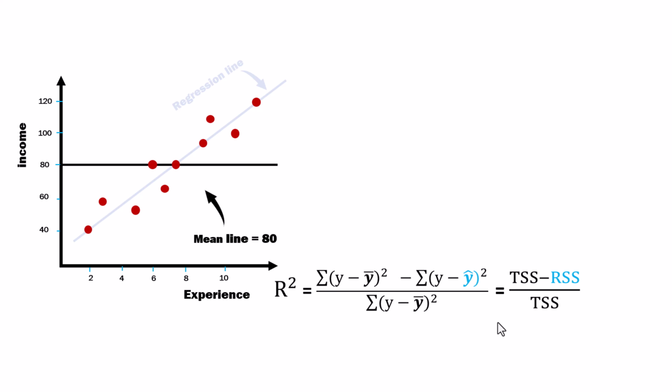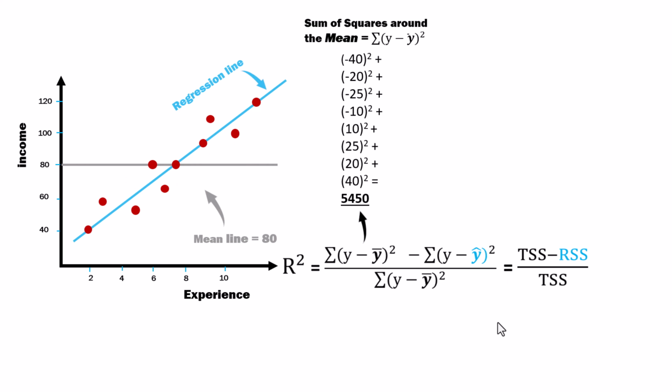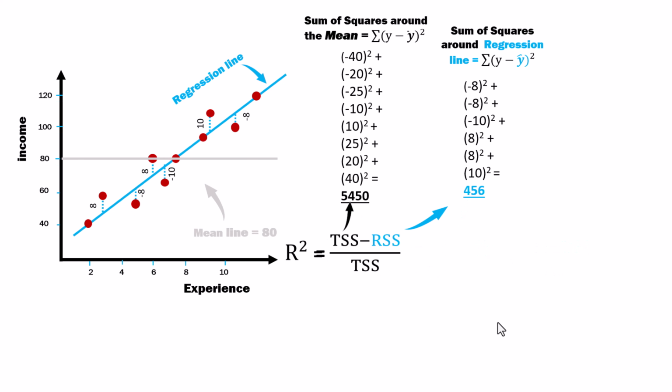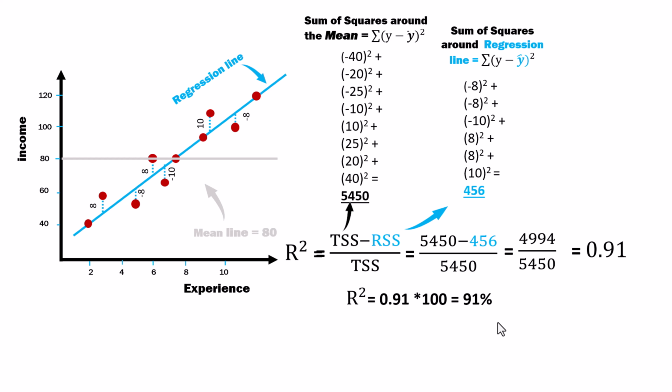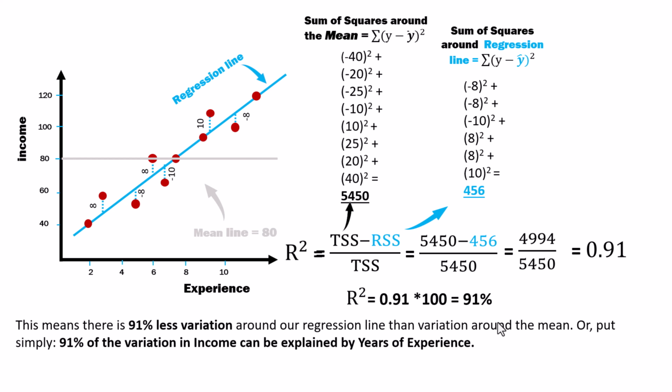In our case, using least squares regression reduced our sum of squares, or in other words, reduced prediction error, from 5,450 to 456. The reduced prediction error is 4,994. As a percentage of the original error, the result is 0.91. This means there is 91% less variation around our regression line than variation around the mean, or in other words, 91% of the variation in income can be explained by the years of experience.